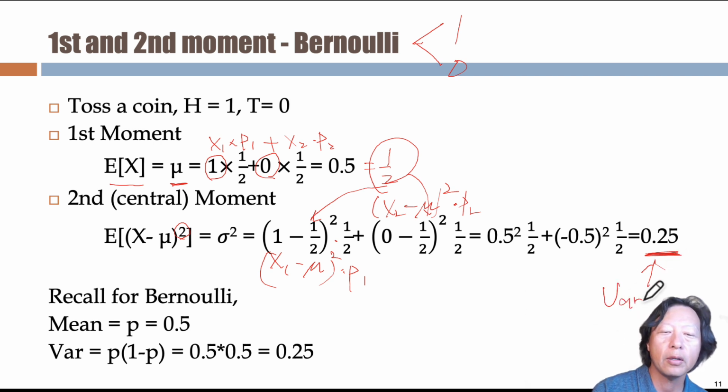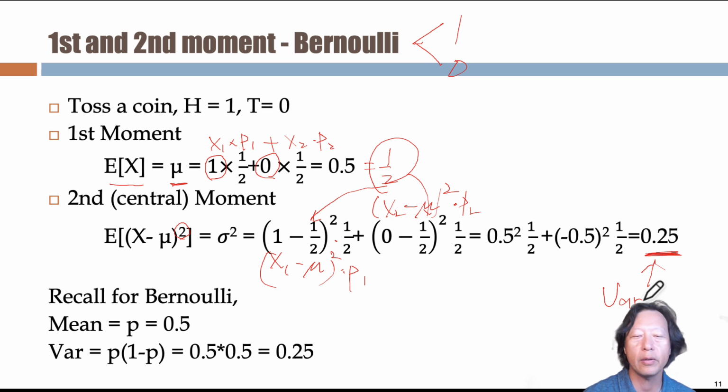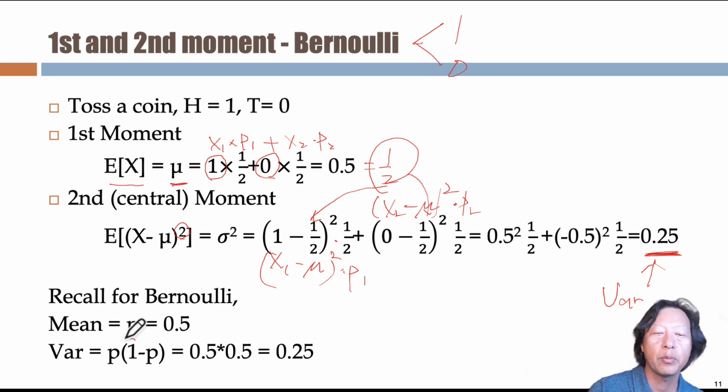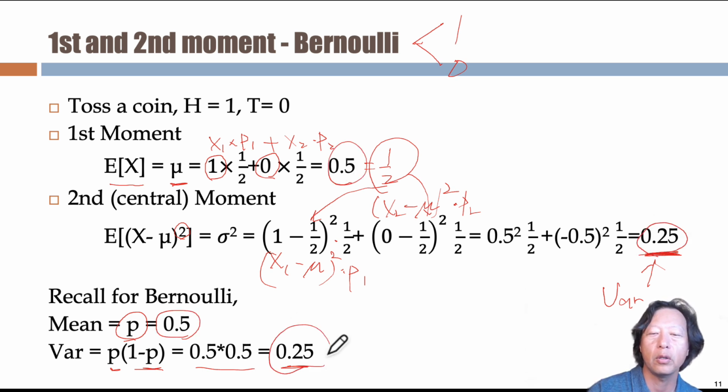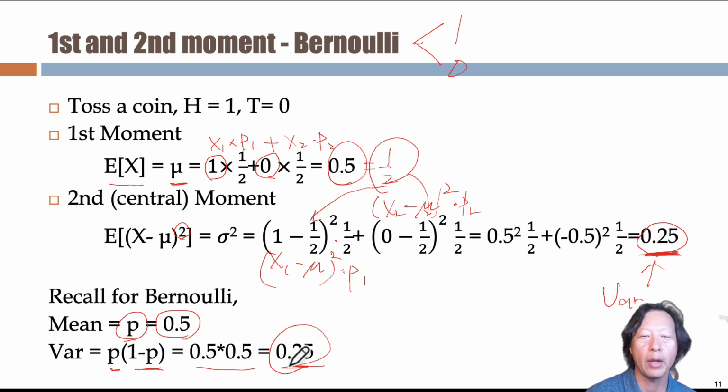If you look at Wikipedia, or probably learned it in a previous statistics course, the Bernoulli mean is just p, the probability of success, and the variance is p times 1 minus p, which is the same. So we utilize the moments, and you can find the mean and variance using the first moment and the second central moment.